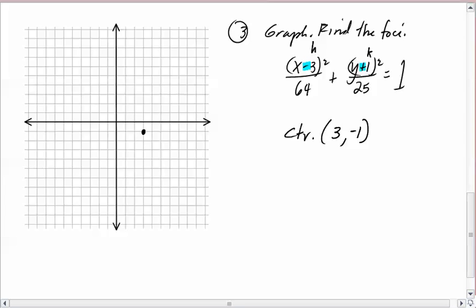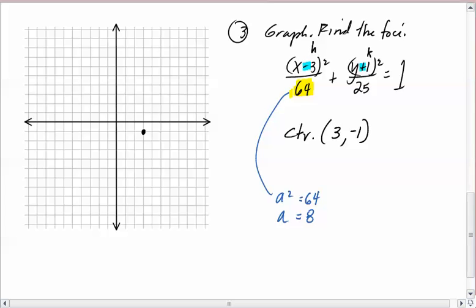All right, next thing I'm going to do is find the A and the B. Well, here's my larger denominator, so I know that this is my A squared. So A squared is 64, therefore A is 8.